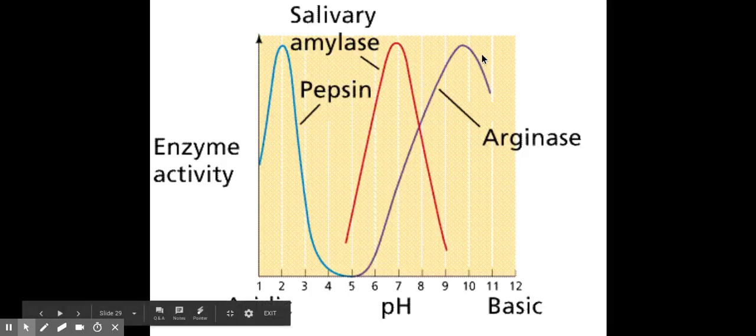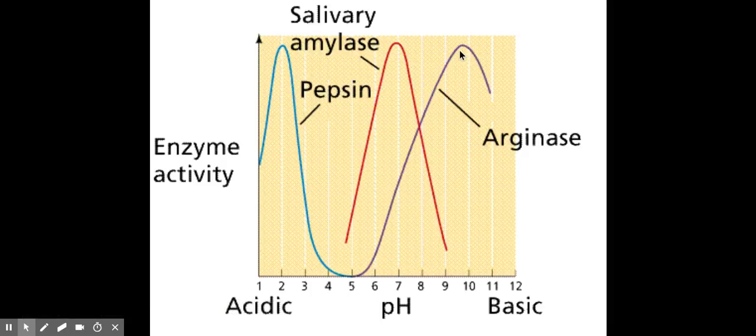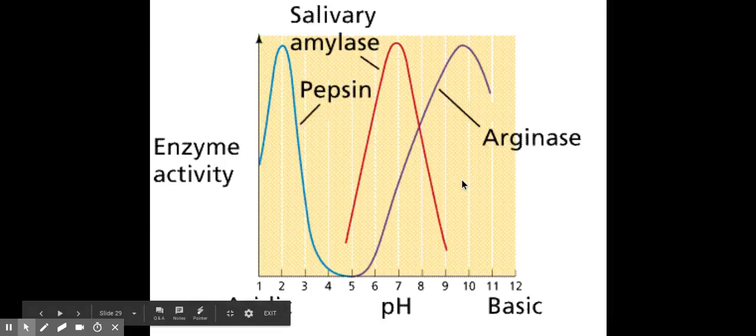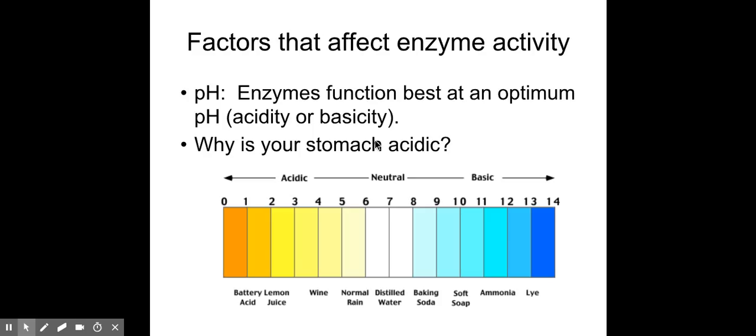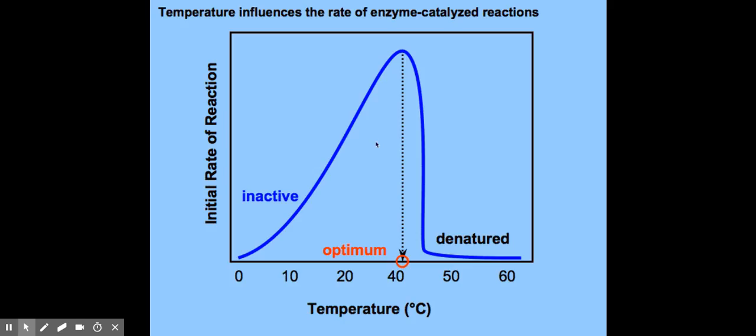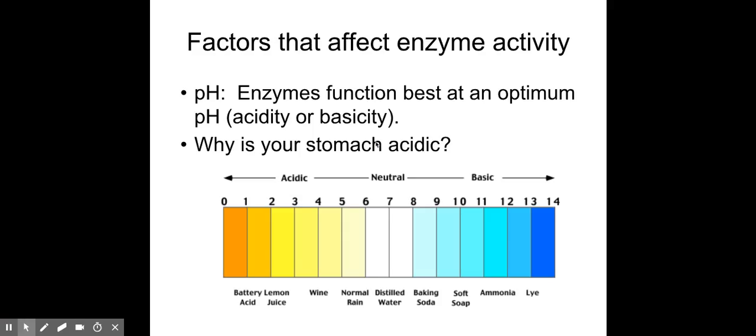And then here's another enzyme called arginase that breaks down amino acids in your small intestine. Your small intestine's pH is basic. Small intestine actually has a pH around 9.5. So arginase works best in the small intestine. In your stomach, it wouldn't work at all. So here you see these enzymes have optimum pHs that they function at. And here you see the enzymes have optimum temperatures that they function at.